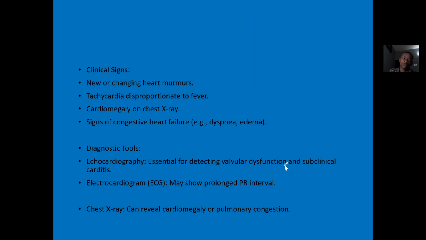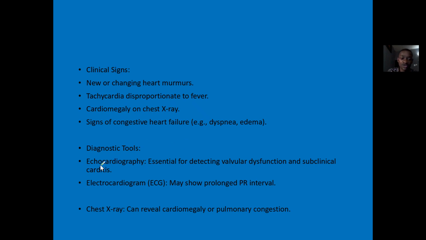Okay. So clinical signs include tachycardia. All right. Heart murmurs, and you're having other sounds too. The heart is enlarged on X-ray. Signs of congestive heart failure.